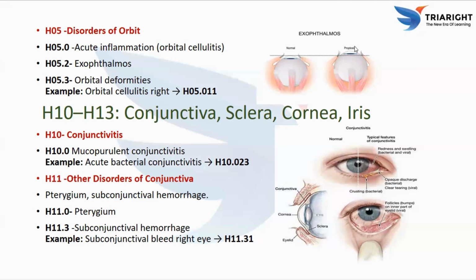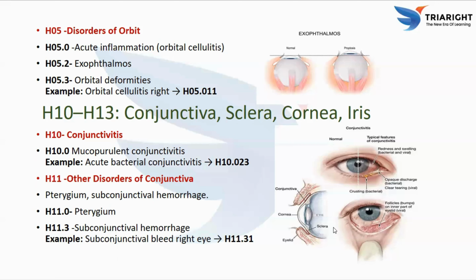So why does it happen? Because of inflammation, thyroid eye disease, tumors or infections behind the eye, and also trauma. The normal eye sits within the socket, and the proptotic eye moves forward crossing the dotted line, indicating the abnormal protrusion. So the next picture is about conjunctivitis, also called pink eye.